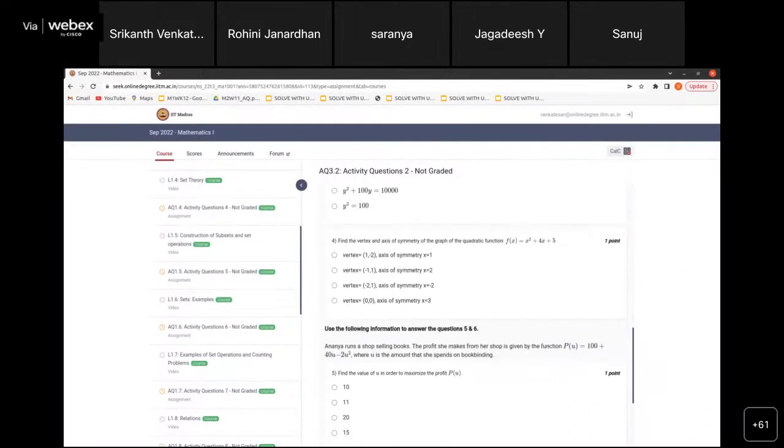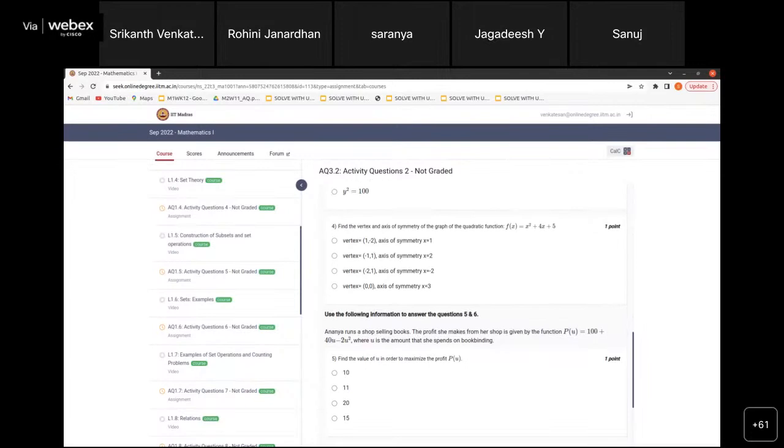Okay. So from that perspective, you can solve this question 4. You can find the vertex of this quadratic function as well as the axis of symmetry. First try to find the axis of symmetry. What will be the axis of symmetry?